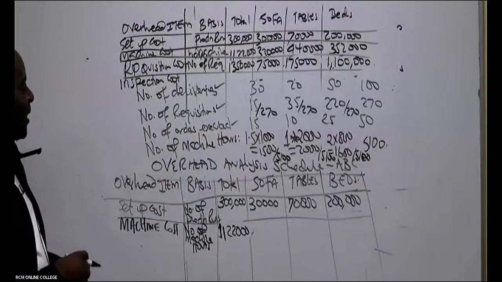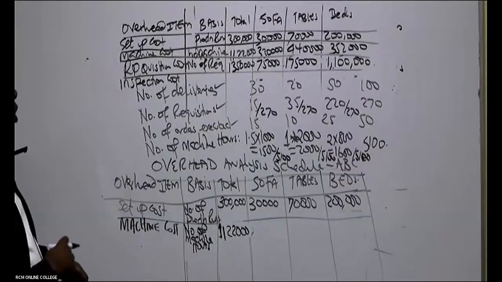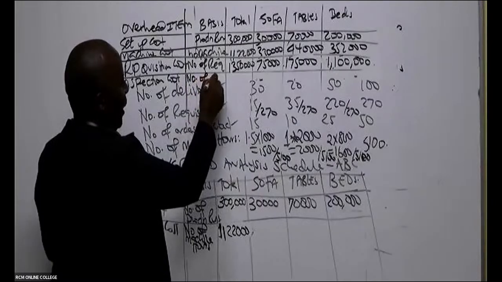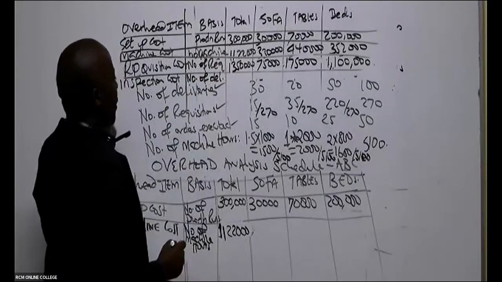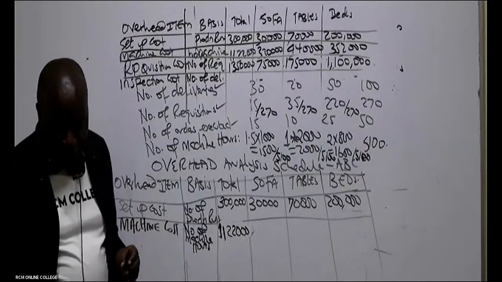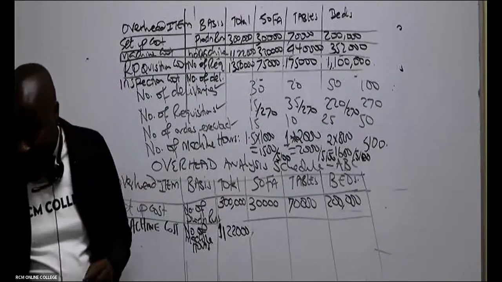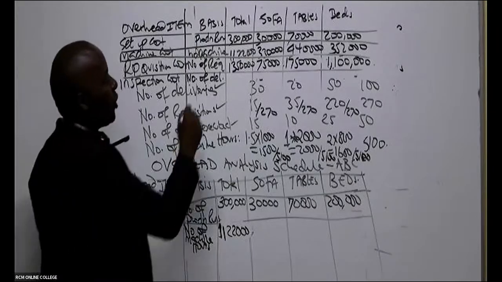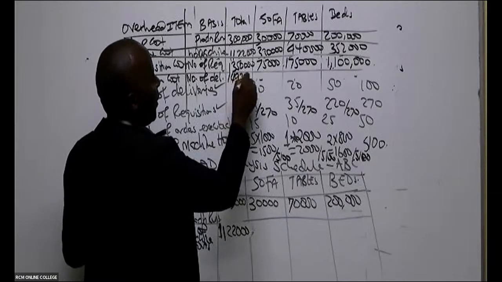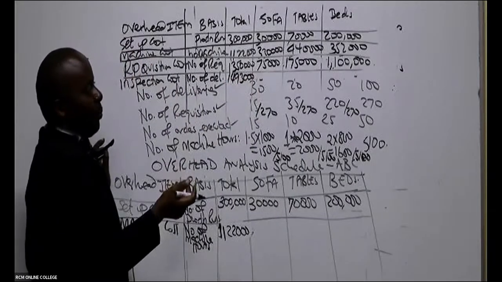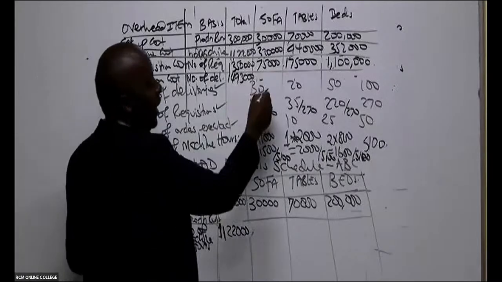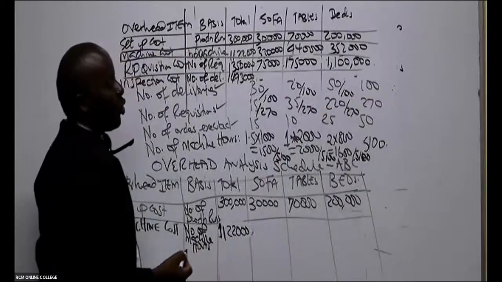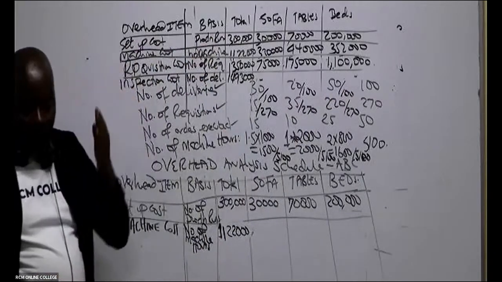So inspection cost, ladies and gentlemen, what is the criteria for inspection cost? Deliveries, isn't it? So we have here a number of deliveries. What is the total inspection cost? 1,493,000. Thank you so much. And do we have in this case here the proportions? Yes, this will be 30 over 100, 20 over 100, 50 over 100. So please apportion using these proportions.